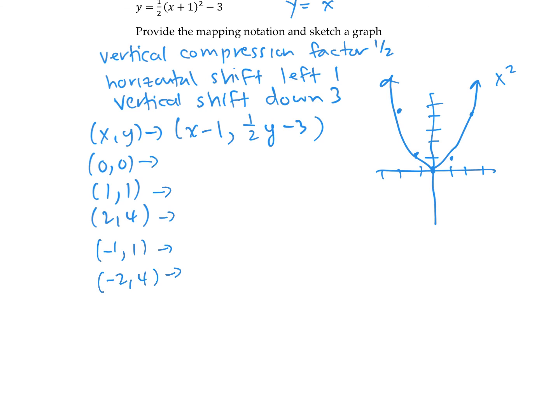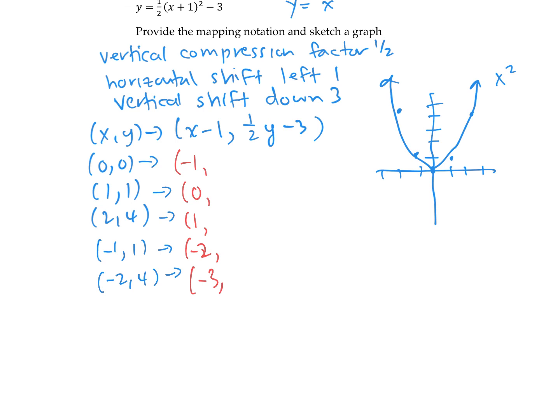So the x, I'm going to subtract 1. So 0 minus 1 is minus 1. 1 minus 1 is 0. 2 minus 1 is 1. Negative 1 minus 1 is negative 2. And negative 2 minus 1 is negative 3. So these are my new x values.